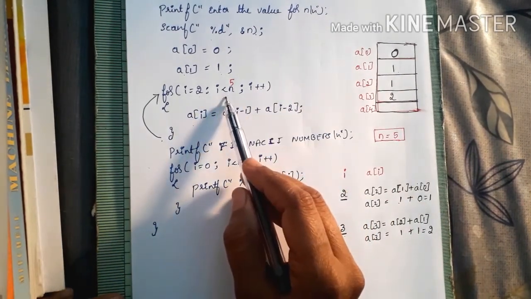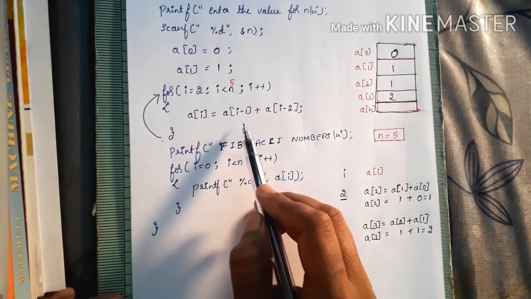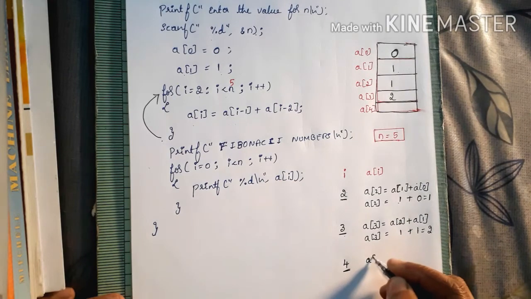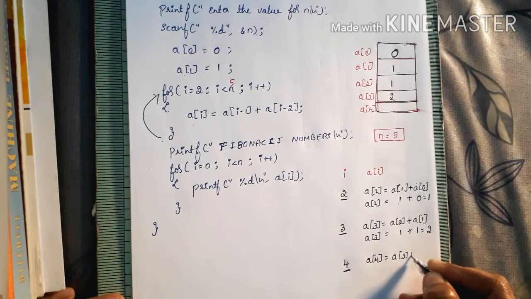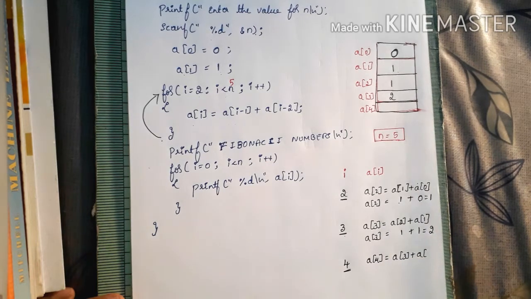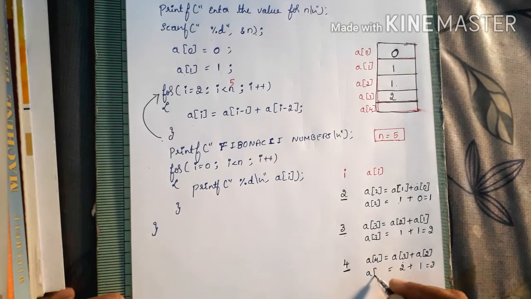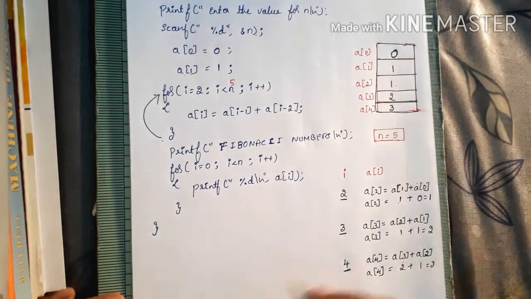Then the condition: is 4 less than 5? Yes, control enters the for loop. The instruction is A of I is equal to A of I minus 1 plus A of I minus 2. A of I means A of 4 is equal to A of I minus 1, that is A of 4 minus 1, which is A of 3, plus A of I minus 2, that is A of 4 minus 2, that is A of 2. A of 3 value is 2 plus A of 2 value is 1. 2 plus 1 is 3. The 3 gets stored back to the array element A of 4. 3 is stored in A of 4.